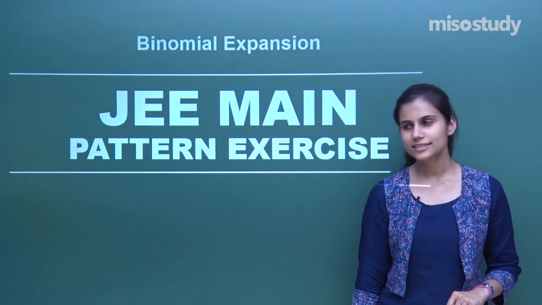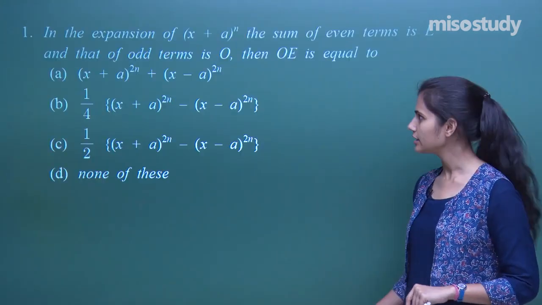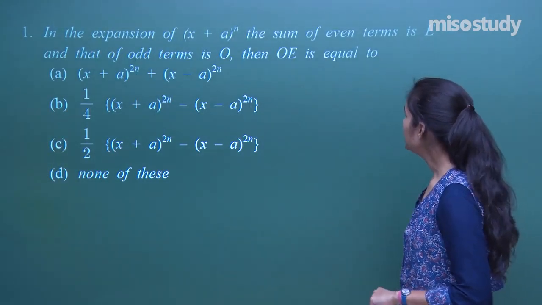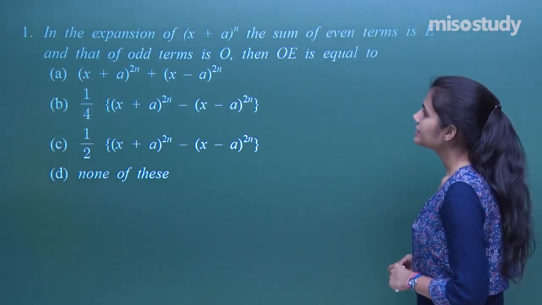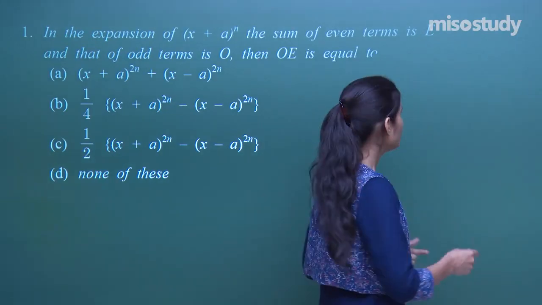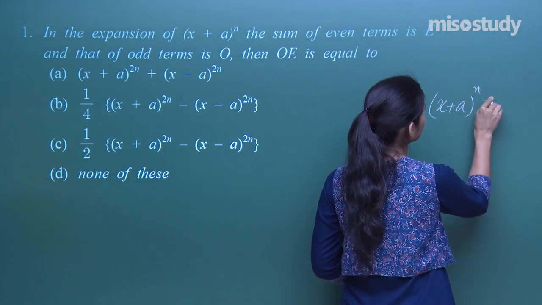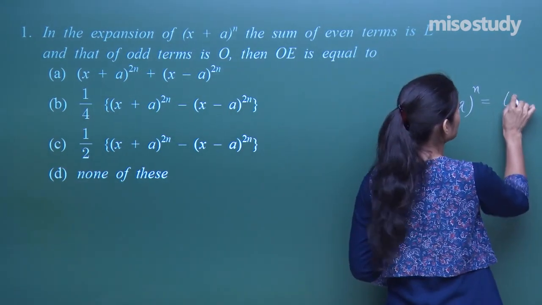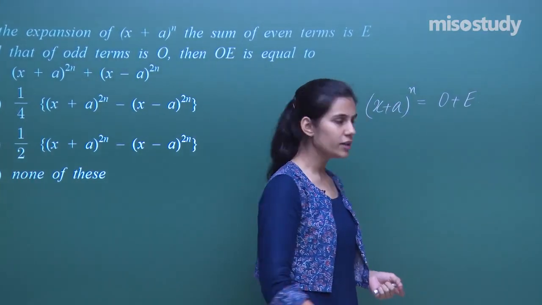Okay guys, so let's start discussing the JEE Main pattern exercises for the chapter Binomial Expansion. The first question says that in the expansion of (x plus a) to the power n, the sum of even terms is E and that of odd terms is O, then OE is equal to what? You know that (x plus a) to the power n is equal to the sum of even terms plus the sum of odd terms, so it is equal to O plus E. I am being asked to compute OE.